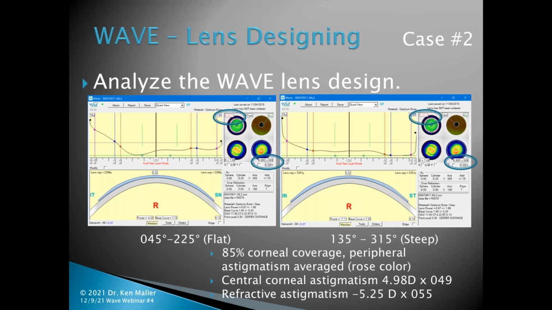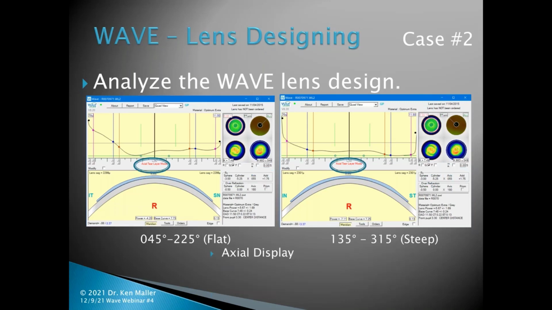And that really worked very well because we had the refractive astigmatism at 5 1/4 at axis 55. So just a couple of degrees difference between where the cornea was and where I refracted the gentleman. All right, so let's move on.